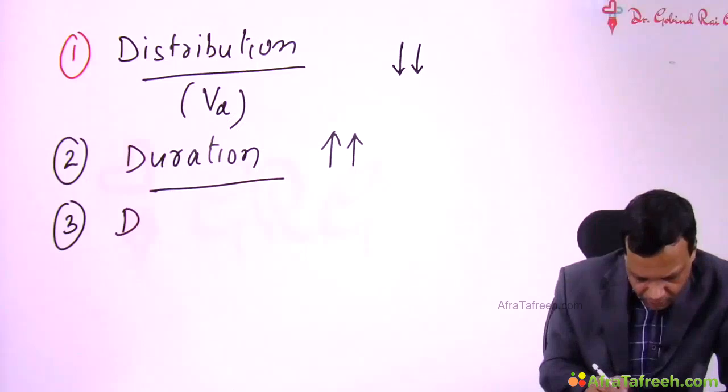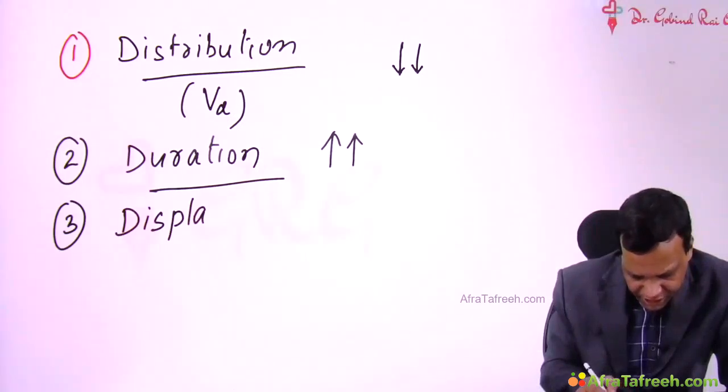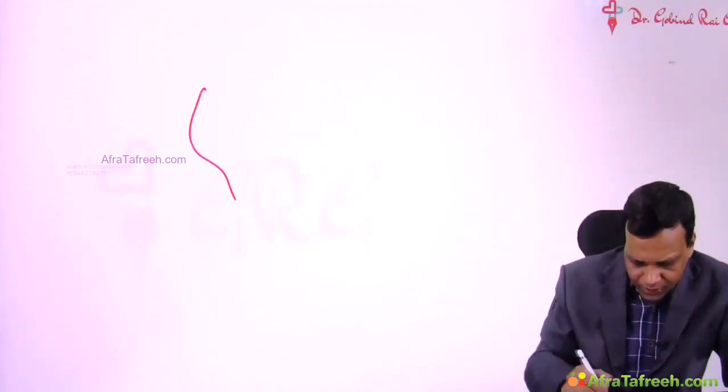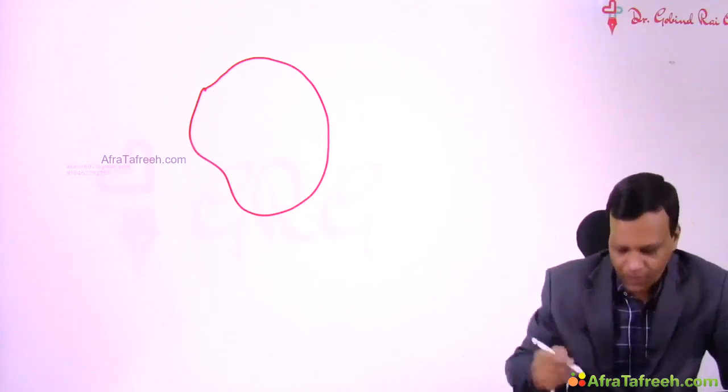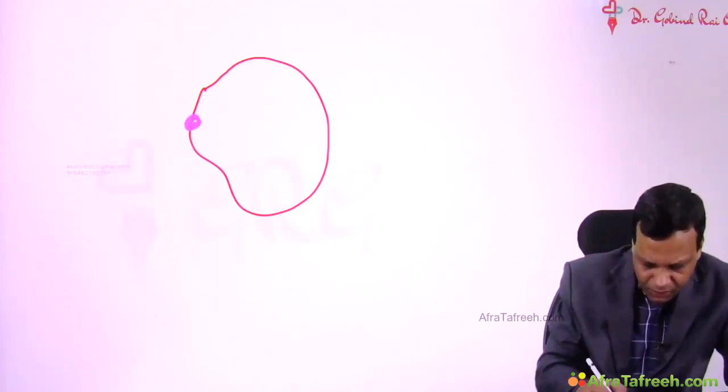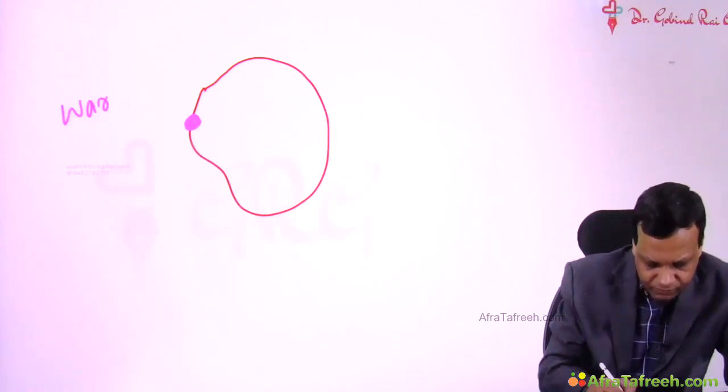Then the third important point is displacement interactions. Displacement interactions means, suppose this is albumin and here some drug is bound. Suppose this is the plasma protein binding site for warfarin.